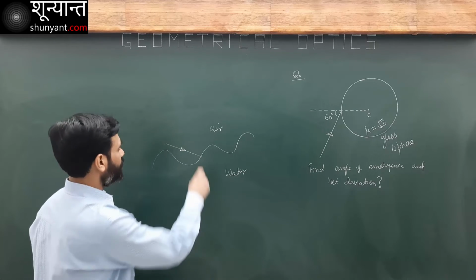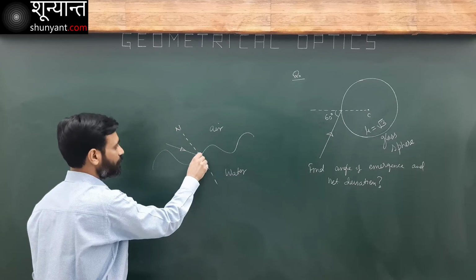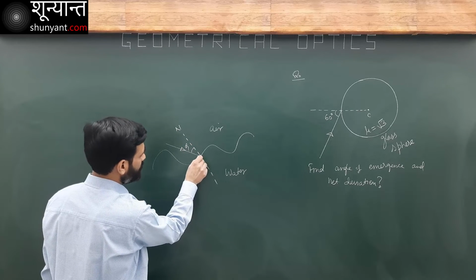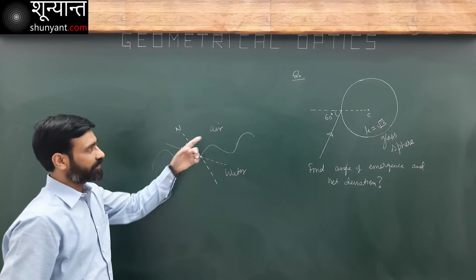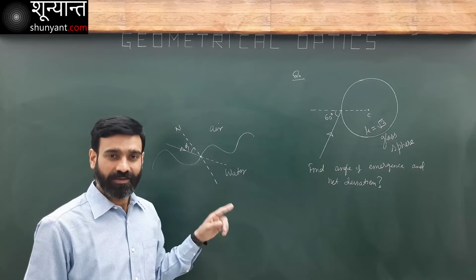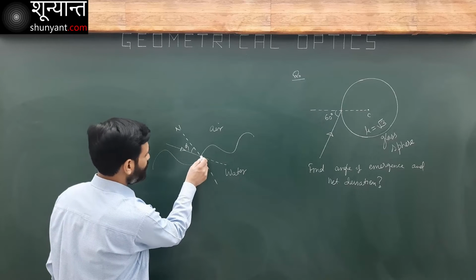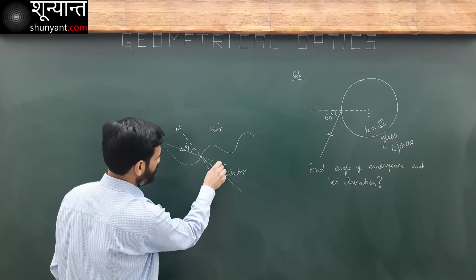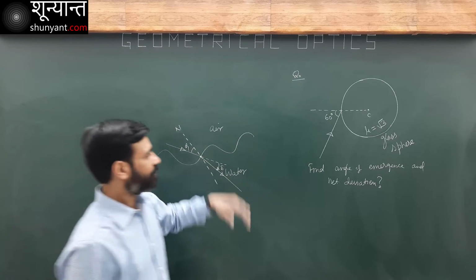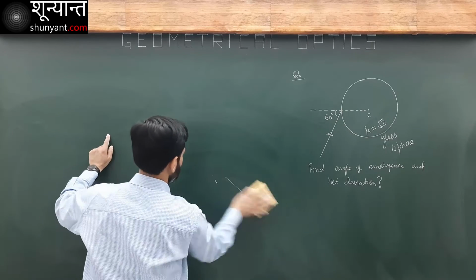Here also, what will I do? First I will draw the normal. This is my normal at this point of incidence. Find this angle, theta 1. Now the light is going to deviate. Light is entering a denser medium from air to water. Why? Because the refractive index of water is more. It is going to bend towards the normal like this. Snell's law will be applicable. Same thing will happen here also. Try to get the answer.